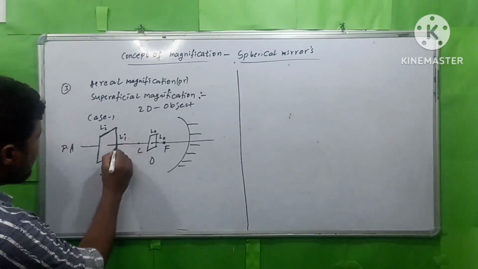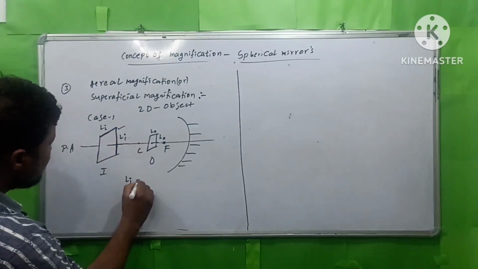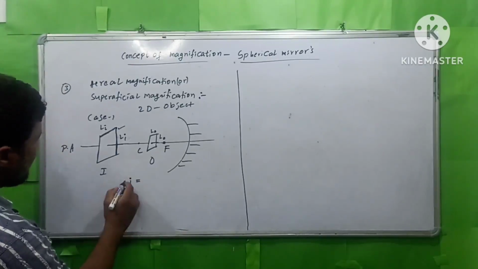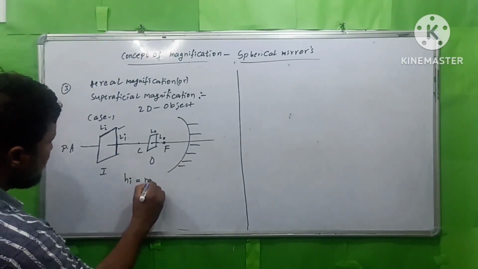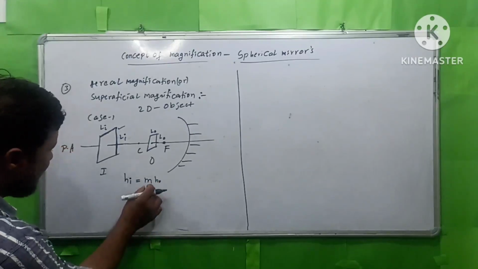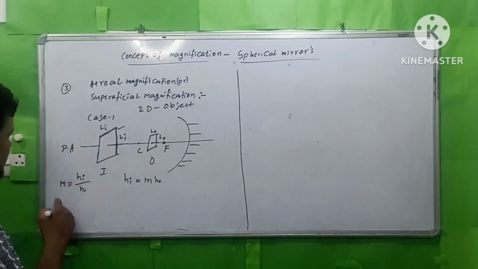So for this side, the length or height of the image, you can write, height of the image is equal to m times height of the object. Why? Because of the magnification formula: magnification m is equal to height of the image by height of the object in case of transverse magnification.